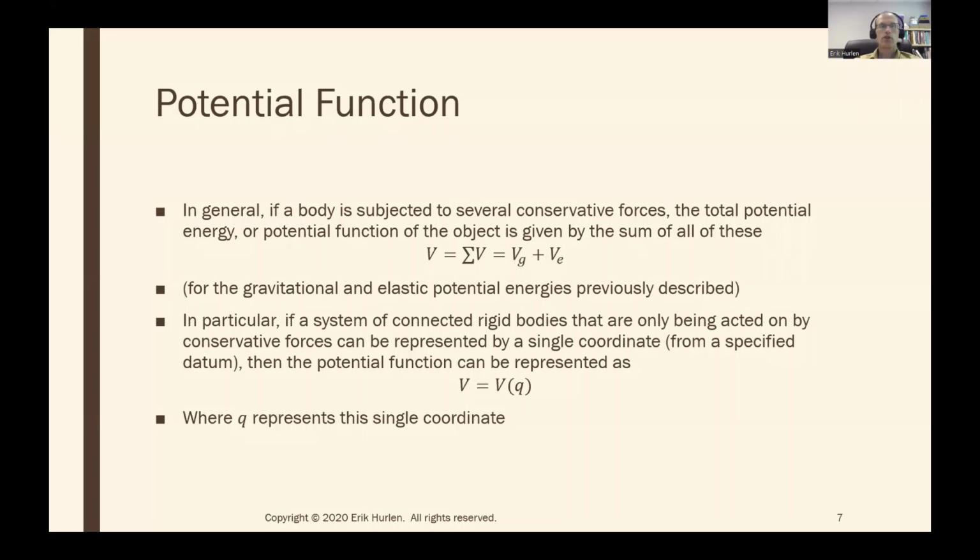To use potential energy for equilibrium purposes, we want to set up the potential function, which is the total potential energy of the system. Here we have V equals Vg plus Ve. However, in general, it is just all the potential energies added together, whatever potential energies are involved. The other consideration is that it is most convenient to have this be a function of a single variable, here represented by q. This is generally an angle or location coordinate.